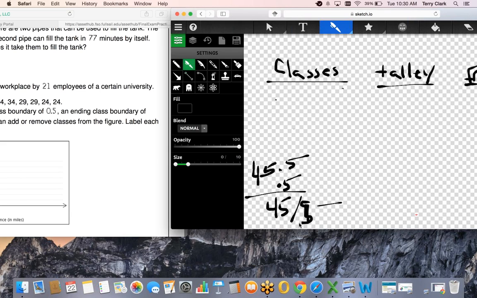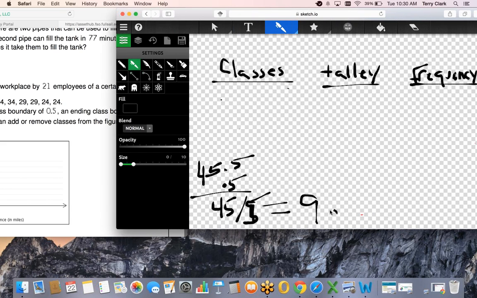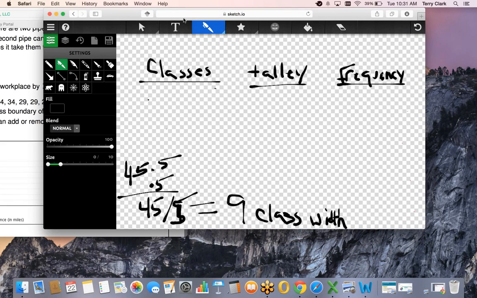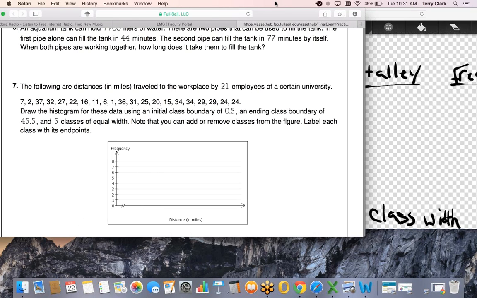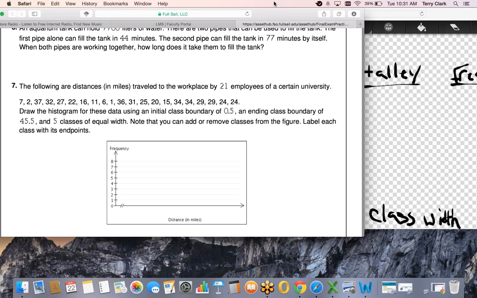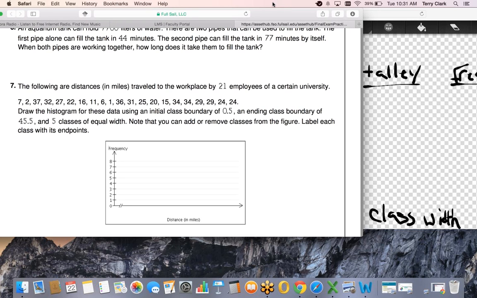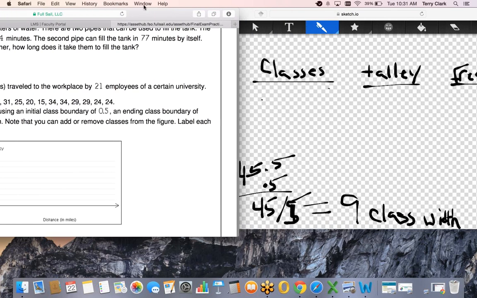Let's see, I'm trying to do it again. I just want it to be 5. And that's going to equal 9. So the class width is going to be 9. You got 5 classes, and each class has a width of 9. Let me go look at the verbiage again and see why I thought 5 was the class width. Oh, I see the words classes of equal width, and I just took out the of equal and just put class width. Okay, so that's where I came from.